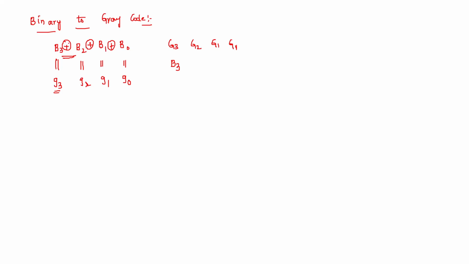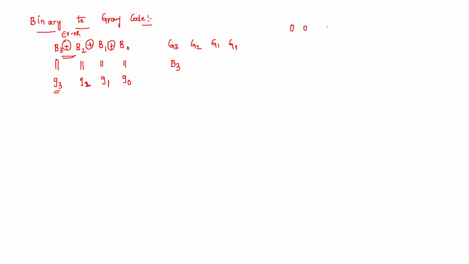So B3 and B2 do the XOR operation, and we will get G2. Again, B2 and B1 do the XOR operation, and we will get G1 here. Then B1 and B0 do the XOR operation, and we will get G0 here. So in this way we can write that gray code conversion.